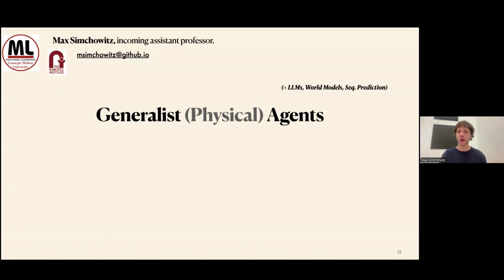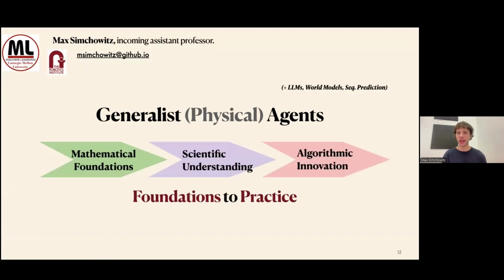And in particular, doing so in a way that incorporates mathematical foundations, careful scientific study, and tries to use these all to provide practical algorithms that are performant in practice.